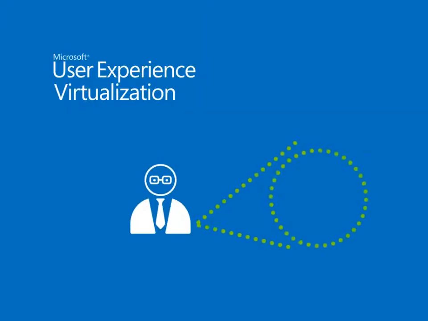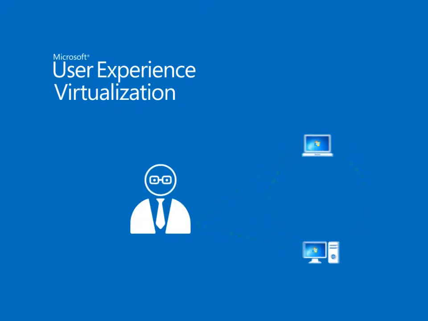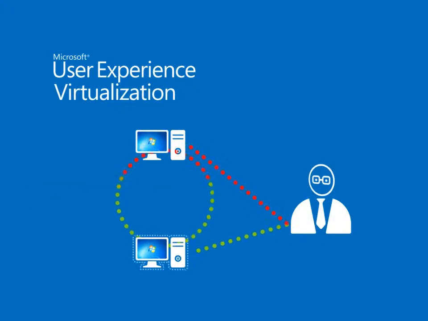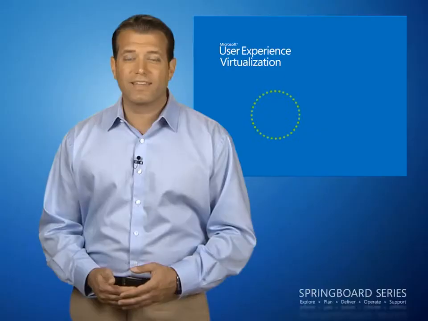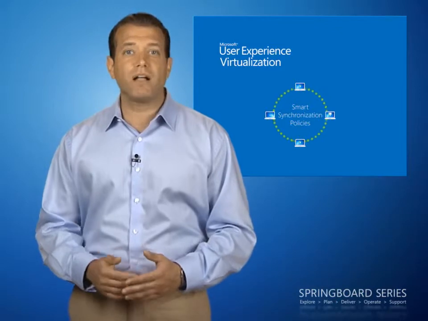First, it virtualizes and roams users' experiences when they use multiple Windows instances at the same time. Second, UEV virtualizes users' experiences across boundaries that traditional roaming technologies can't handle well. For example, UEV can synchronize the experience between a remote desktop services, or RDS session, a Windows 7 desktop, and a Windows 8 slate. Last, UEV supports smart synchronization policies.